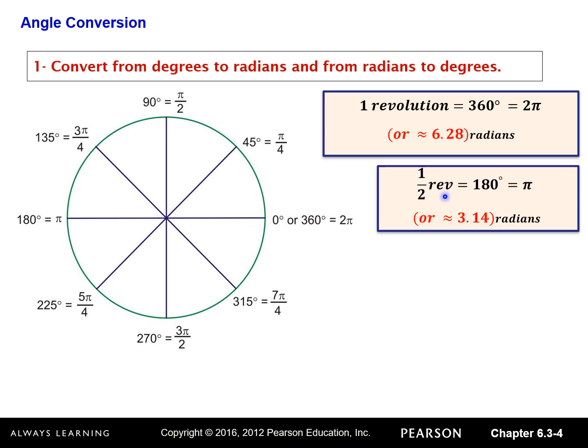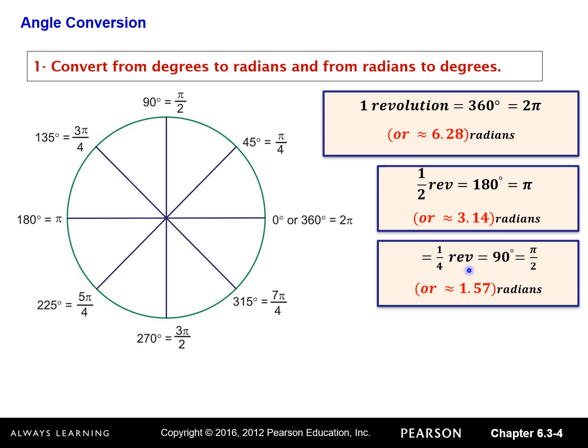Half of the revolution, or half of the rotation, measures 180 degrees, or that is half of 2 pi, which is equal to pi. So 1/2 of the revolution is equal to 180 degrees, which is equal to pi radians. This pi radians, in real number, you can convert pi as 3.14. So we can say that this measures 3.14 radians, or pi radians, or 180 degrees.